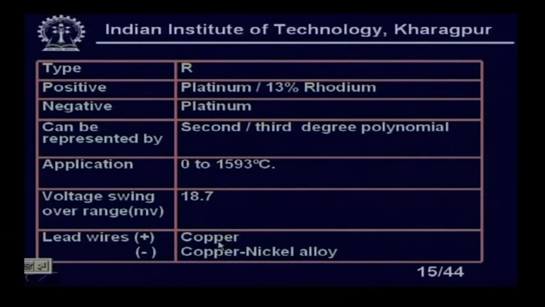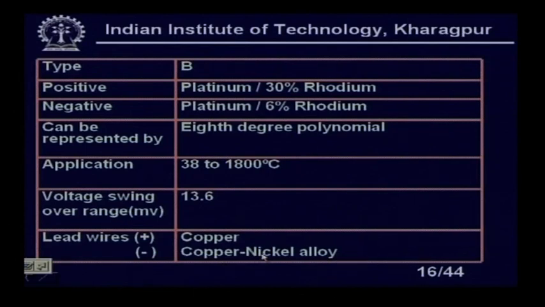So, copper should be connected to platinum rhodium, and negative copper nickel alloy should be connected to platinum. Okay, this will give that. Now, we have two more platinum rhodium thermocouples. This one positive is platinum 70%, 30% rhodium, and platinum 94%, 6% rhodium will become negative. It can be represented by an 8 degree polynomial. So, no advantage as happens in the case of 10% and 13% rhodium, and application 38 to 1800 degree centigrade.